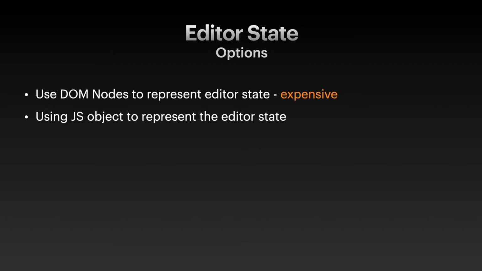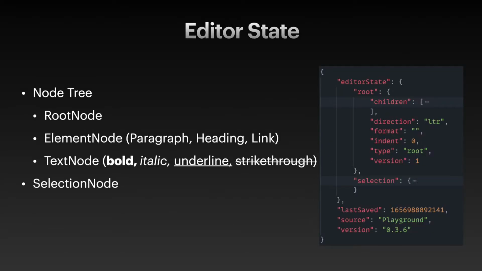So let's take a look at how we can use a JavaScript object to represent editor states. The editor state can contain two parts, a node tree and a selection object. The node tree could contain a single root node that is always the top, which represents the contenteditable itself. The root node can contain children that represent the content in the editor. We can have different types of nodes. For example, we can use an element node that represents either a paragraph or a heading or a link. We can also have a text node that represents normal text, bold text, italic, underline, or strikethrough.